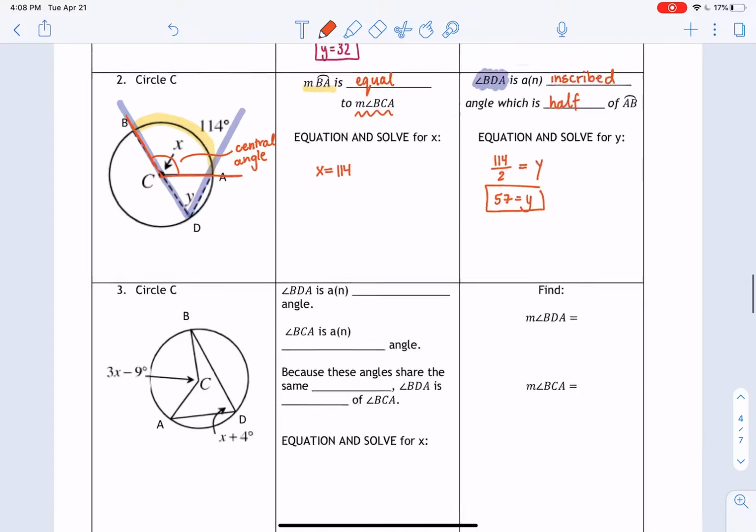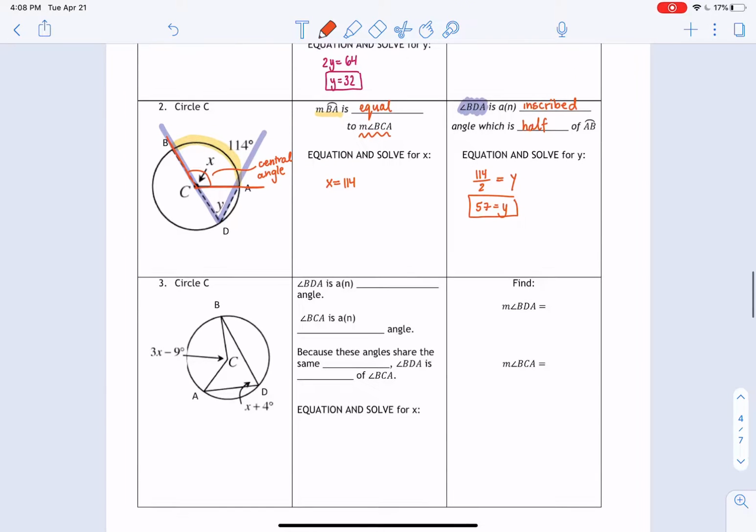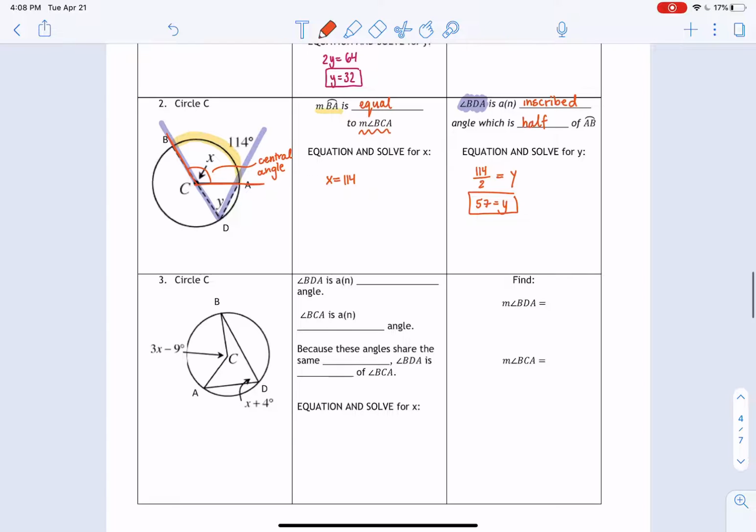This last one is another example. If you want a little bit more of a challenge, go ahead and pause the video and work through it on your own. If you're feeling ready to try some of the Desmos activities, go for it. And if you want one more example, feel free to stick along with me.